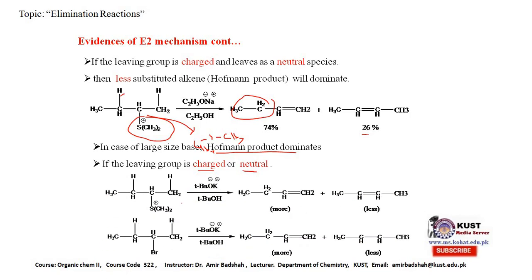For example, it has been shown here. Here the leaving group is the charged one, and here the leaving group is the uncharged one. When this group leaves, it is neutral, and when this group leaves, it leaves as a negative charge. But here, if we use sodium ethoxide, then what will be the dominancy here?